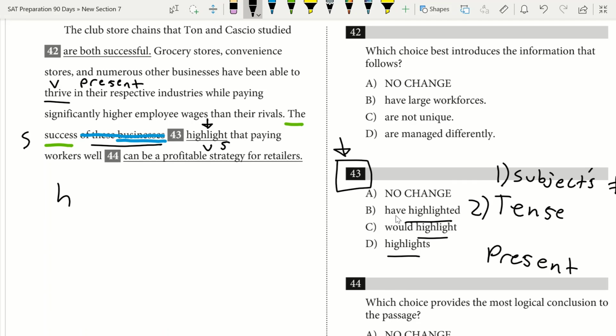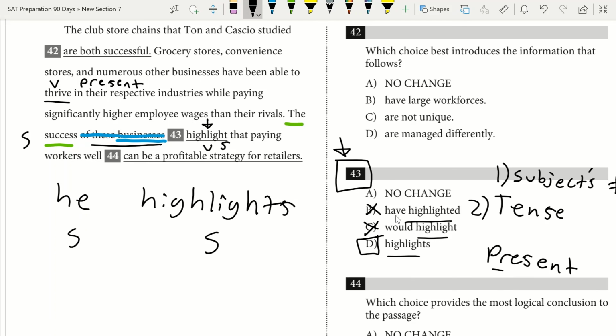Now, in determining whether it should be highlight or highlights, since we already know it's present tense, we can get rid of would highlight and have highlighted because those both are not present tense. Right, so now we can go ahead and take a look at highlights versus highlight. Now, if we're going to use the singular version, which we are here since the success is singular, we would say he highlights, right? That's what we'd say if we were in conversation, right? That matches our singular he to our singular verb highlights. Therefore, since we have singular the success, we need to have singular verb highlights. So our answer for 43 would be D.